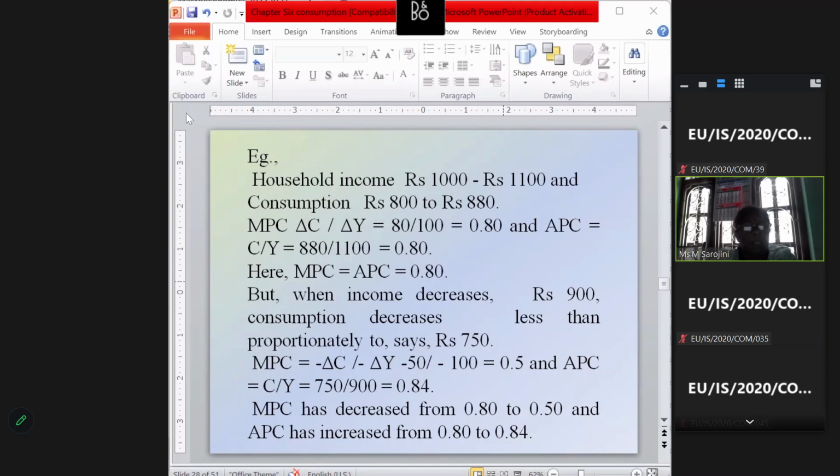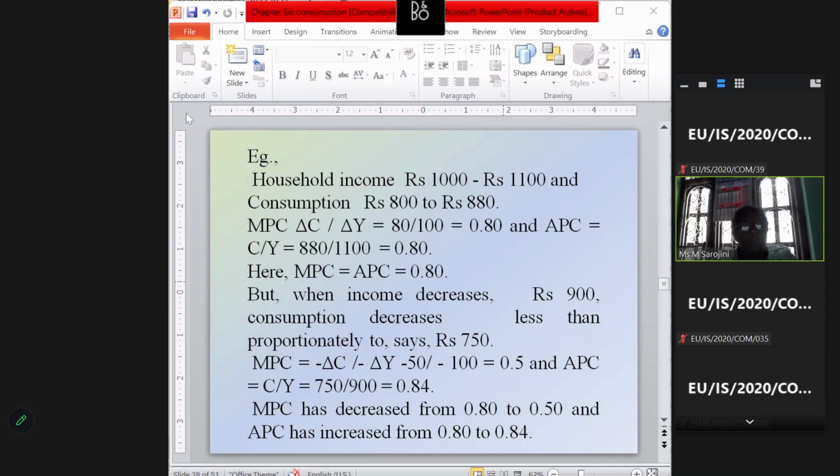Here consumption increases from 800 to 880. This explains that once income increases, consumption also increases. Therefore, in this situation, marginal propensity to consume, that is MPC, is equal to delta C divided by delta Y. Here delta C is equal to 80 and delta Y is equal to 100. Therefore, the MPC is equal to 0.80.